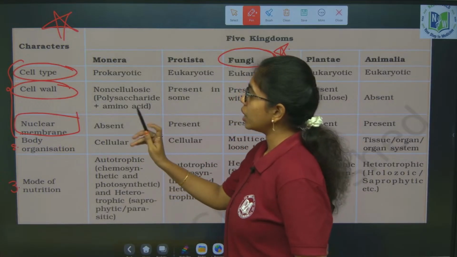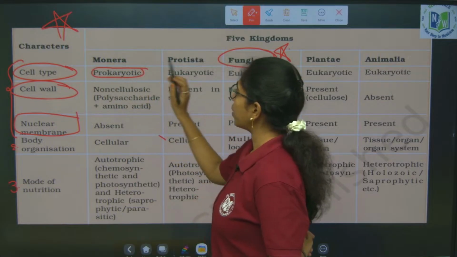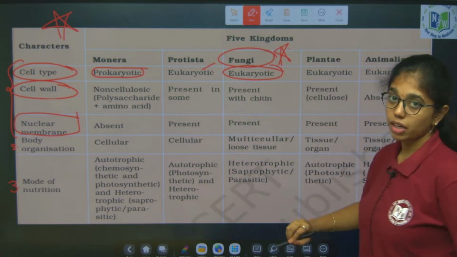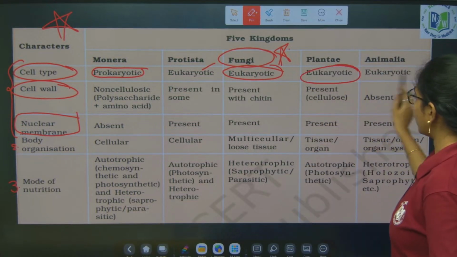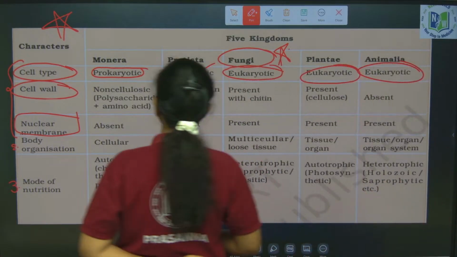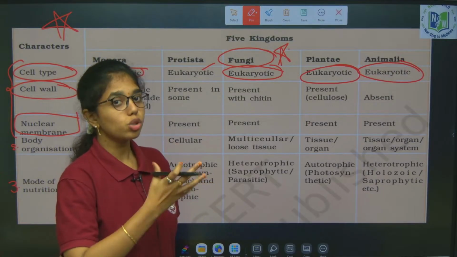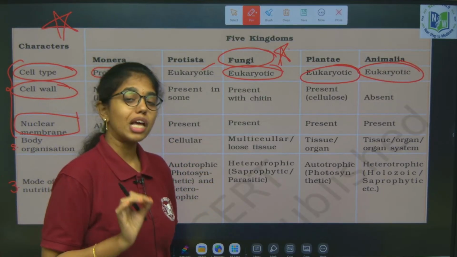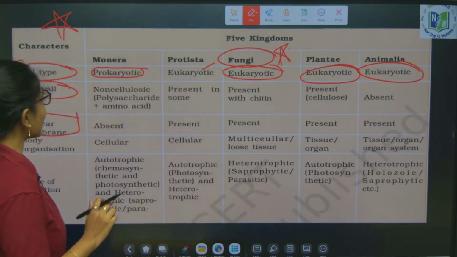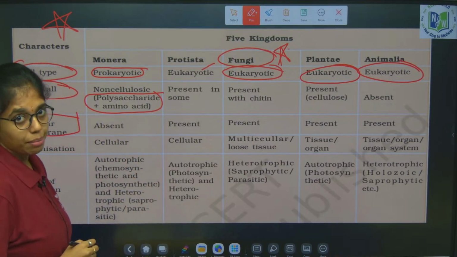Here, if you see cell type, in Monera it is prokaryotic. In Protista, eukaryotic cell. Fungi is also eukaryotic, Plantae eukaryotic, Animalia eukaryotic. When it comes to cell wall, Monera has a non-cellulosic cell wall. Mostly bacteria are the sole members of the kingdom Monera, and the cell wall of eubacteria is peptidoglycan, which is made up of polysaccharides and amino acids.